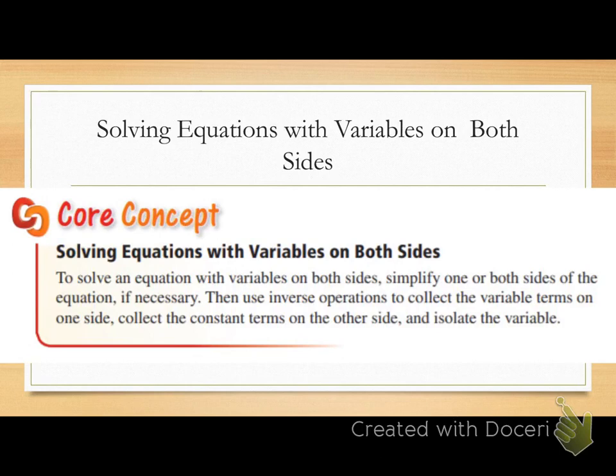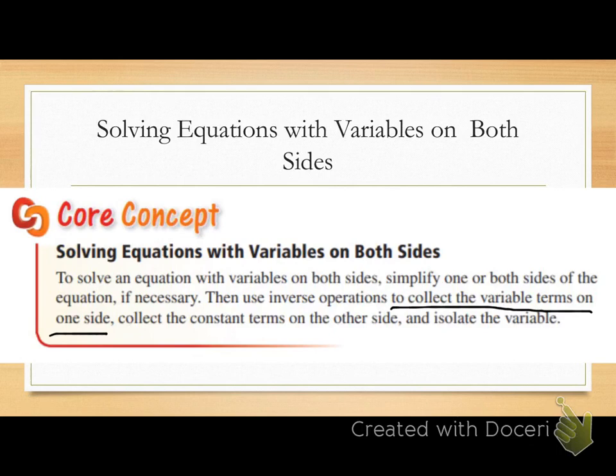What's the first thing it tells me to do? Collect the variable terms on one side. Does it say to collect the constant terms first? No, we want to get our variables to the same side of the equation before we do anything else, after we've simplified. Does that make sense? And I'll show you why we want to deal with the variables first and not the constants in some of our examples.